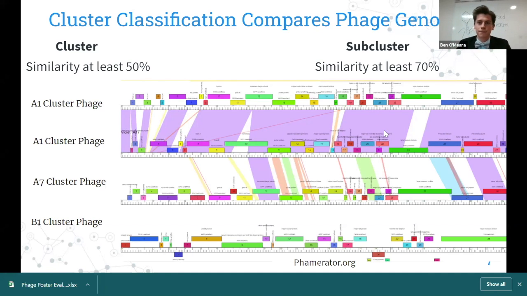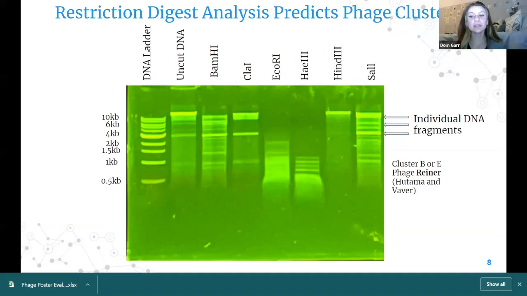Now, we can't sequence the entire genome of every phage, so what we do instead to look at their genome is run a restriction digest analysis in which we isolate the DNA from the phage and we mix it with several restriction digest enzymes, which you can see labeled at the top of the gel. These enzymes cut up the DNA into little fragments, which we then run through gel electrophoresis to physically observe the fragments of the DNA. So here you can see the bright green band signifying fragmented DNA.